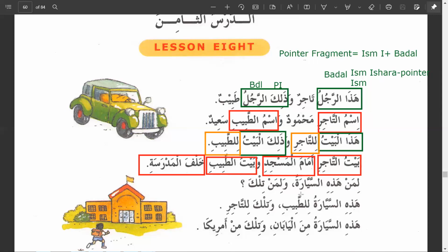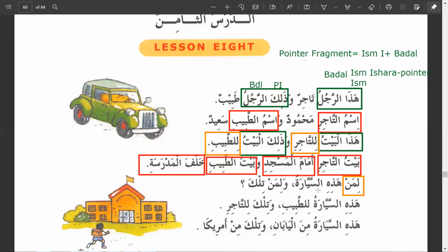Liman hadhihi sayyaratu wa liman tilka. Yes, so liman hadhihi sayyaratu wa liman tilka. Man means who. Li is for, right? So liman is for whom? For whom is this car? Sayaratu is car. For whom is this car?